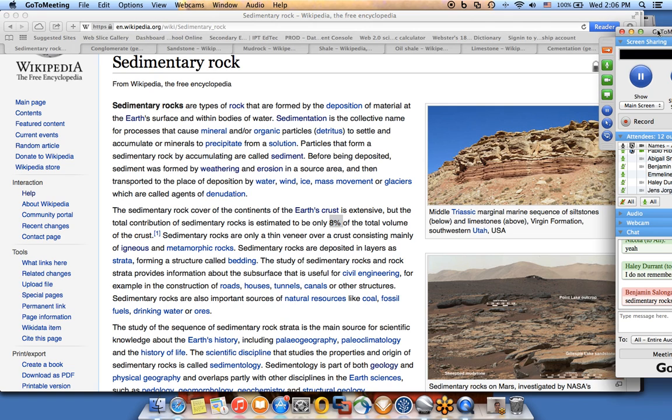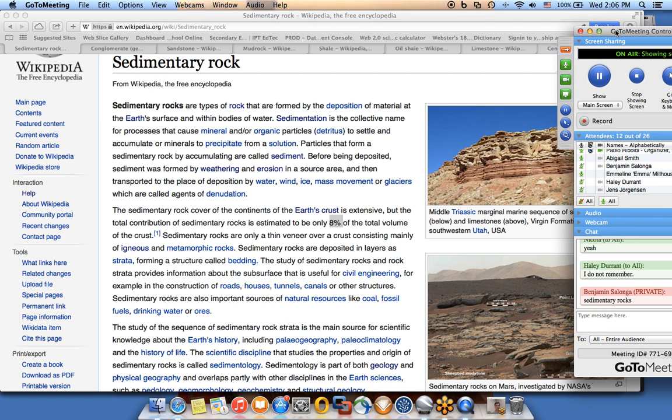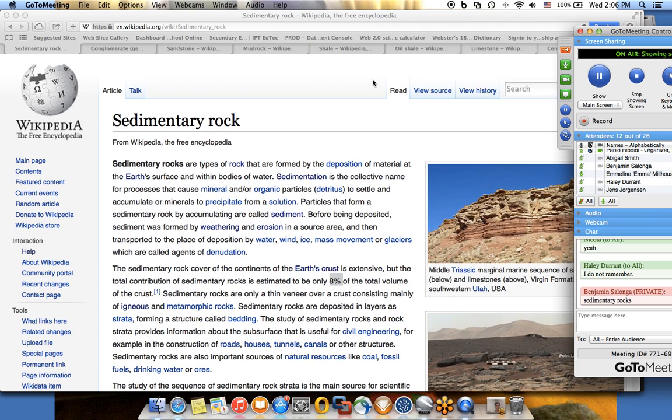So as far as the total volume, you don't have a whole lot of sedimentary rocks, but are they common to see? Are they easy to find, sedimentary rocks? Or are they difficult to find? As far as the percentage, the volume, igneous rocks are the most abundant, then metamorphic rocks, and then sedimentary rocks, being only 8% of the total rock of the crust.